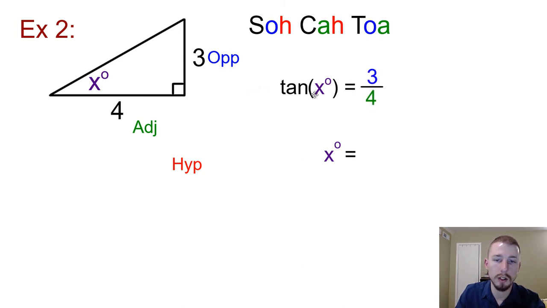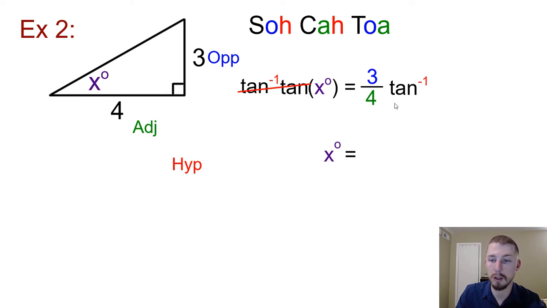Now to undo the tangent function, because x is stuck on the inside of the tangent function, we have to do the inverse tangent of tangent of x, and then we do the inverse tangent of the other side as well, just to keep it balanced. So the inverse tangent of tangent is just going to be x. So they undo each other just like a square undoes the square root, etc.